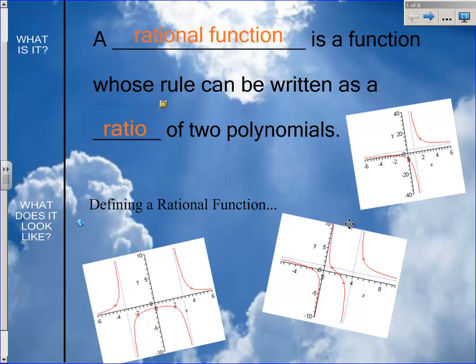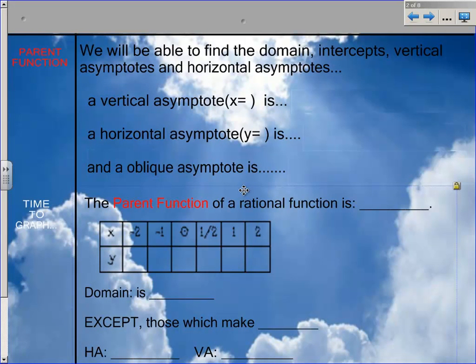There are several things that we have to do to graph these, but it's actually fairly easy if you know how to find the asymptotes and the x and y intercepts. So just hang with me and I'm going to show you how to do this. Okay, now we're going to have to find intercepts and asymptotes, and let's talk about what asymptotes are. First of all, a vertical asymptote is a vertical boundary line.